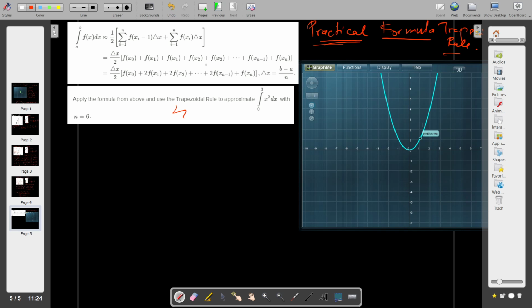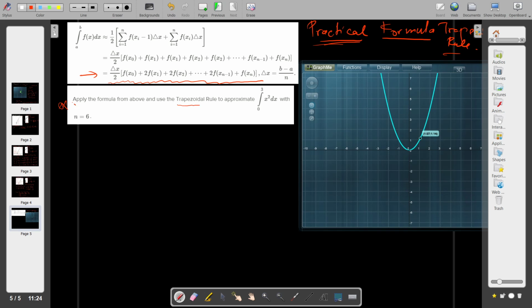I'm sorry for some technical problems. And the formula is shown by this arrow. So this is the formula. Now let's try to use this formula. This is our example.